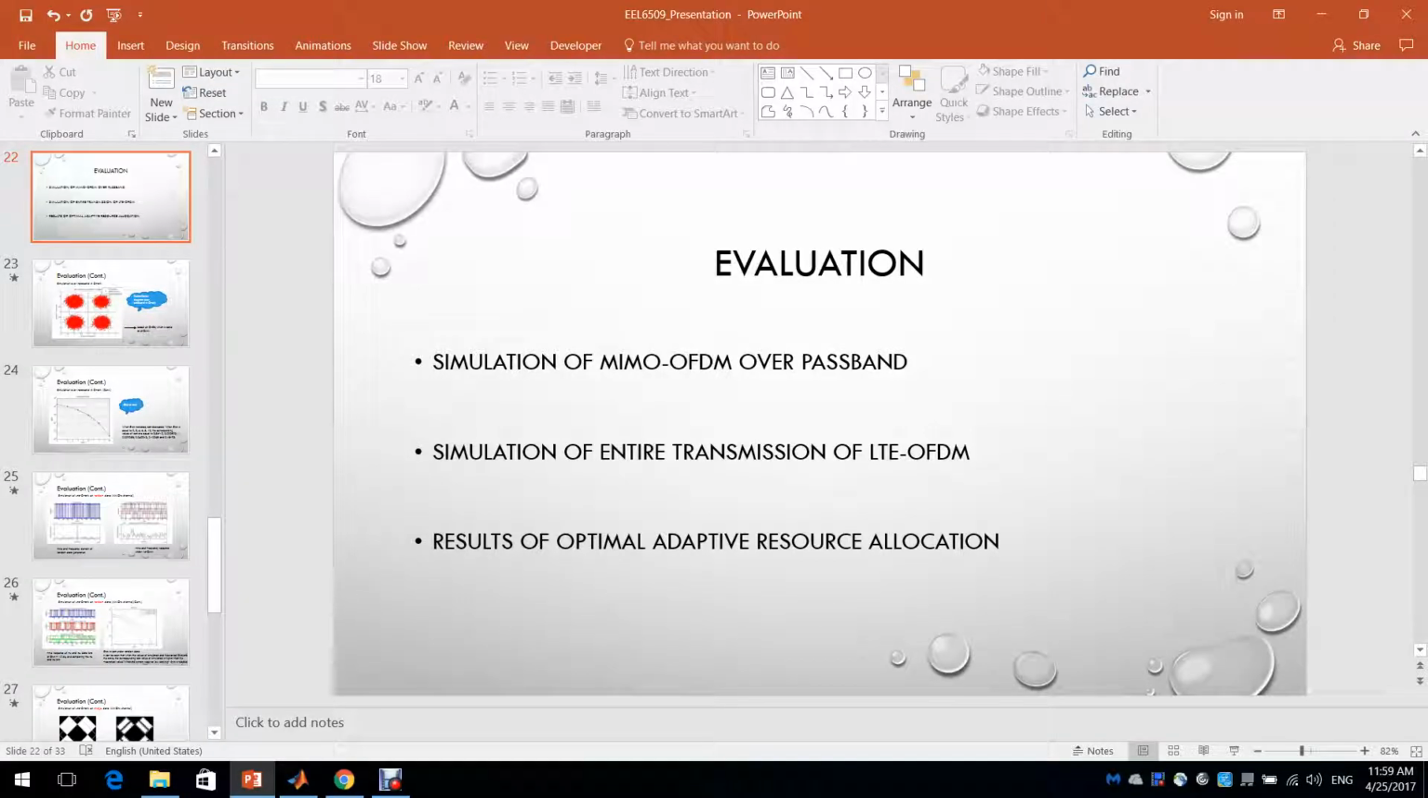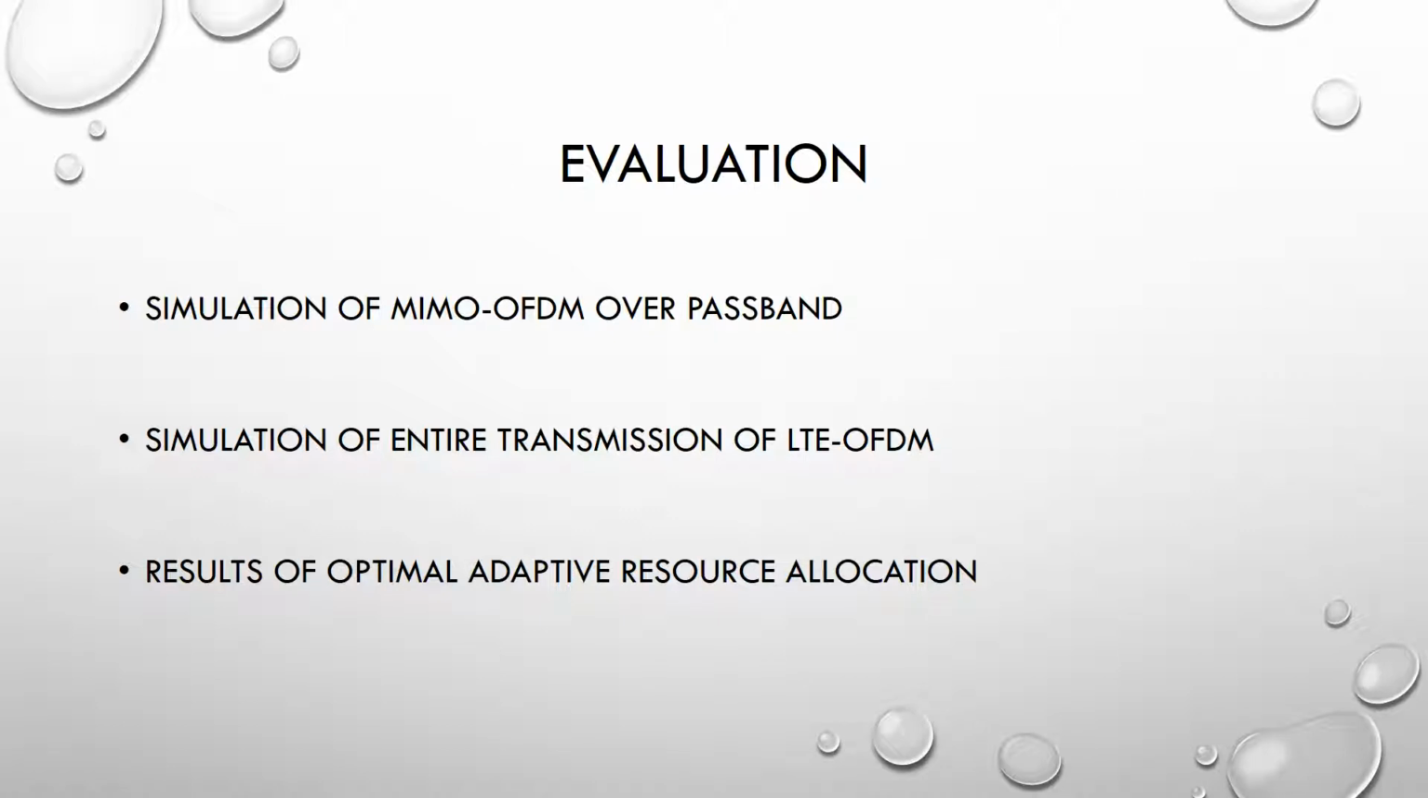Okay, let's continue. This is my second video of the presentation of the project on wireless communications. Now I continue to talk about the evaluation. There are three parts in the evaluation section: the results of simulation of MIMO OFDM over passband, the results of simulation of entire transmission of LTE OFDM, and the results of optimal adaptive resource allocation.